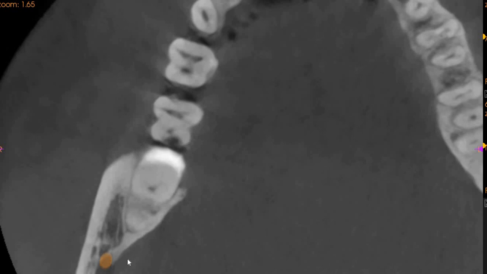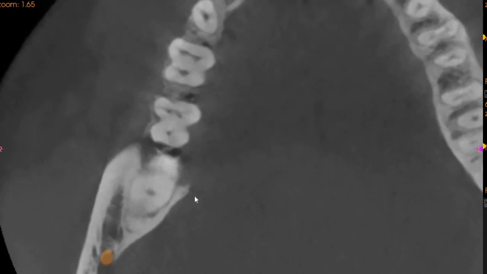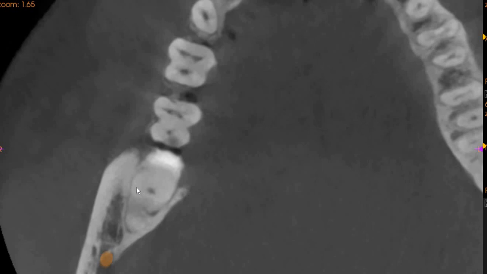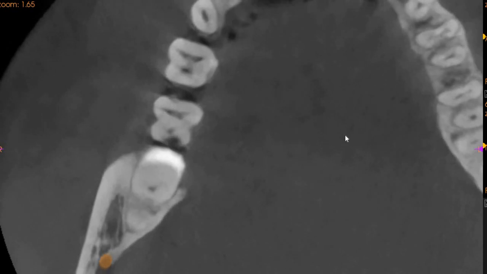The wisdom tooth is mesioangular. It is significantly far away from the inferior alveolar nerve. We see a very thick buccal cortical plate and a relatively thin lingual cortical plate because the tooth is positioned very lingually.